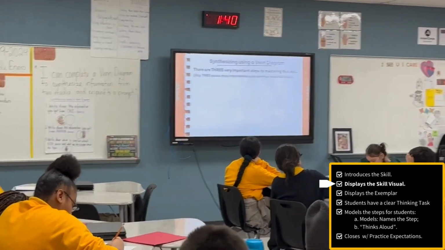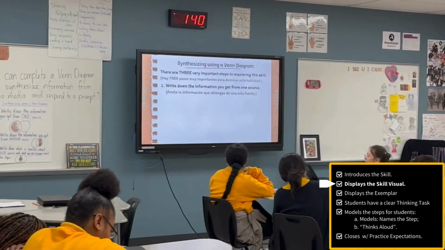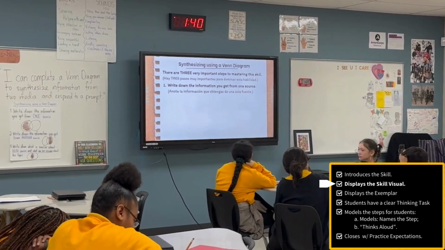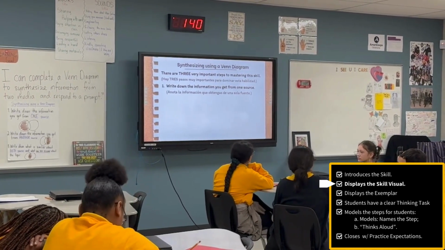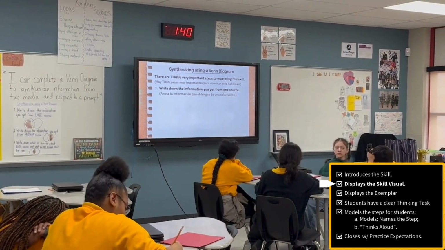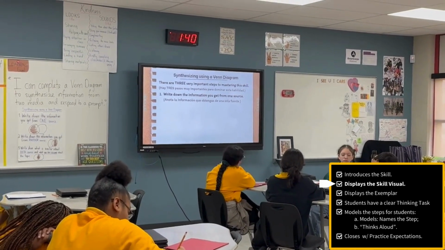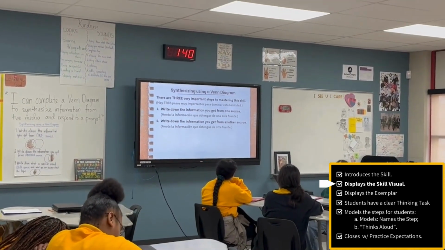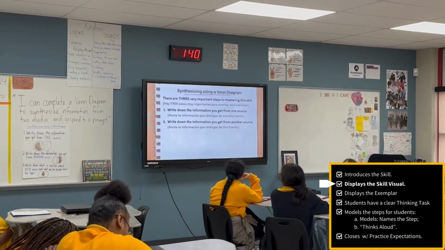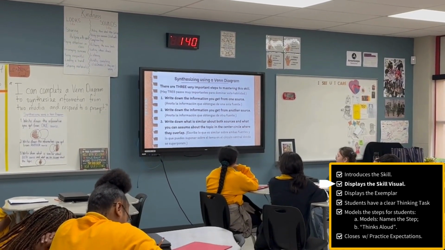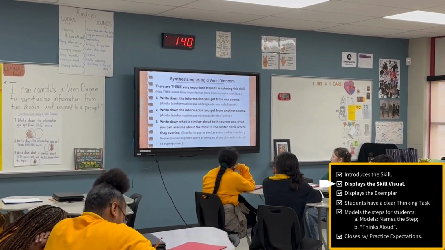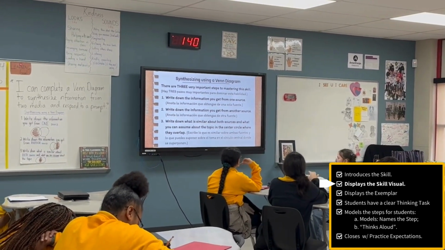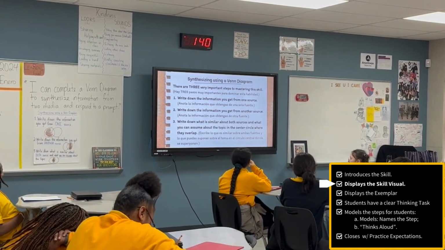So our first step, when we think of a Venn diagram, is to write down the information you get from one source. So remember, there's a source A and a source B, or there could be more than 2 sources, but you always want to start by writing down information for your first source, and then you want to write down the information you get from another source. After you do this, you will write down what is similar about both sources and what you can assume about the topic in the center circle where they overlap.